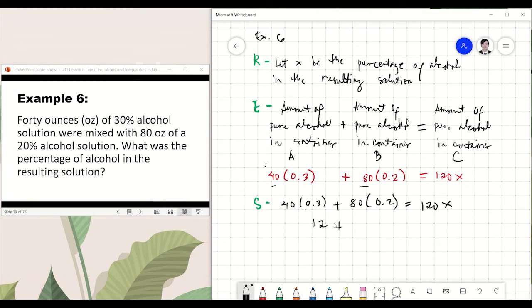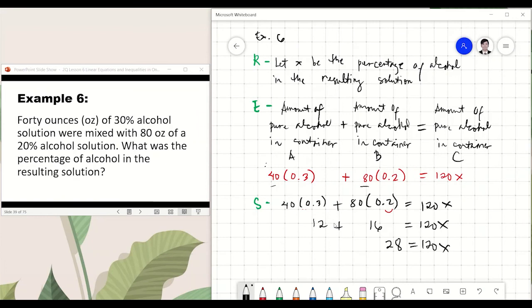Yung 80 naman, 8 times 2, that's 16. Diba? Then may 0 pa sa 80, so supposedly 160. Pero may isang decimal point dito, so we need to move the decimal point once going to the left. So magiging 16 lang. So combine, 12 plus 16 is equal to 28.